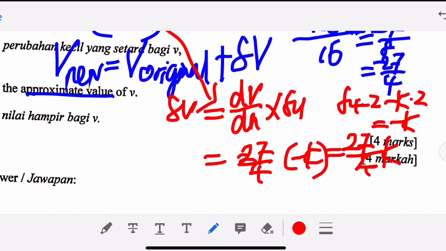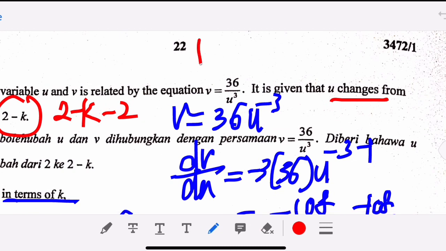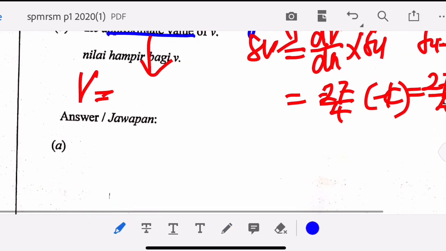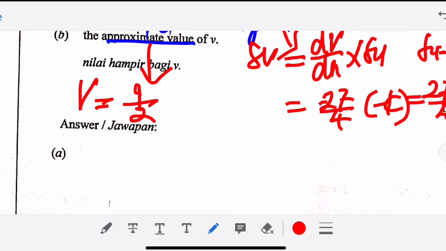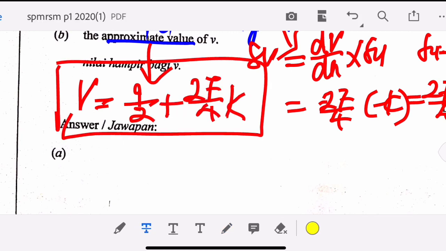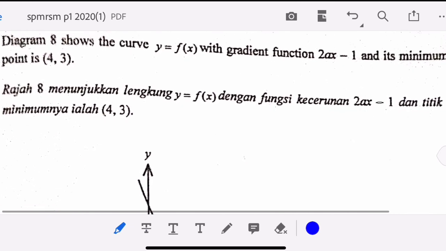And then the question is asking for the approximate value. So for the approximate value of V, we take the original V value, which is 36 over 2 to the power 3, which is 8. 36 over 8 will be 9 over 2. So we take the original value of V plus delta V, which is 27 over 4 k. This is the so-called approximate value of V after the changes. Alright, so now let's proceed to question 18.